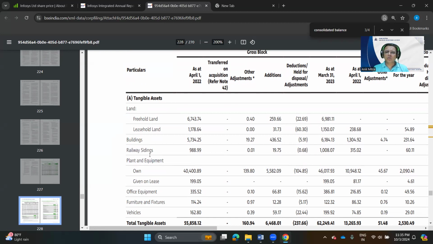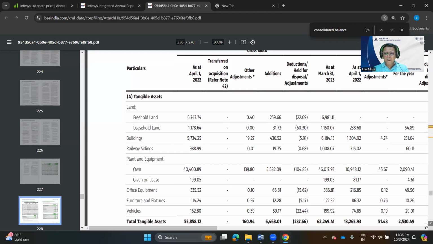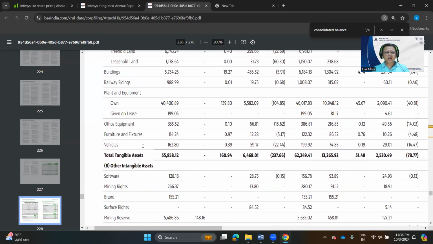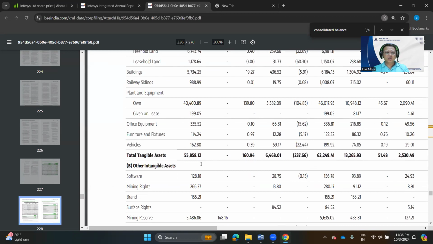Railway sidings क्यों? इसलिए कि द सीमेंट कंपनीज ट्रांसपोर्ट हेविली थ्रू रेलवेज, और उन लोगों का खुद का वैगन्स होता है. मैक्सिमम कंपनीज का वैगन्स होता है. इसका तो अल्ट्राटेक सीमेंट का तो 100% होगा. तो दैट इज ऑल्सो काउंटेड एज एन एसेट, राइट? फर्नीचर एंड फिक्चर्स, व्हीकल्स, राइट? टोटल टेंजिबल एसेट्स इतना. अच्छा, अदर इंटेंजिबल एसेट्स, सॉफ्टवेयर है, माइनिंग राइट्स है, वेरी इंपॉर्टेंट.